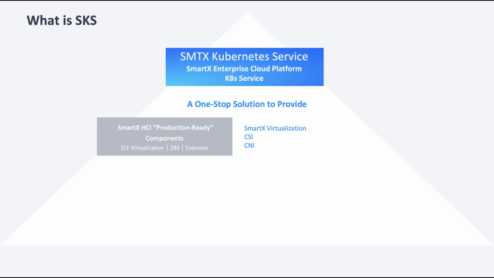SKS is based on SmartX virtualization and can automatically create multiple virtual machines to build a highly available Kubernetes cluster. It has a built-in SmartX production-level distributed storage and CSI add-on to provide stable and high-performance persistent volumes for stateful applications. Through SmartX network and security products and CNI add-on, it can achieve flat interconnection and communication between virtual machines and containers, as well as unified network security policy management.